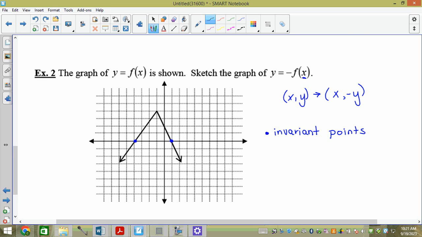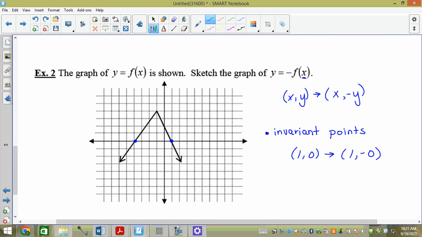So invariant points are those points. And why are they those points? Well, if I took 1, 0 and I took 1, negative 0, that's the same thing because 0 times anything stays a 0, right? So that's why we remain invariant.